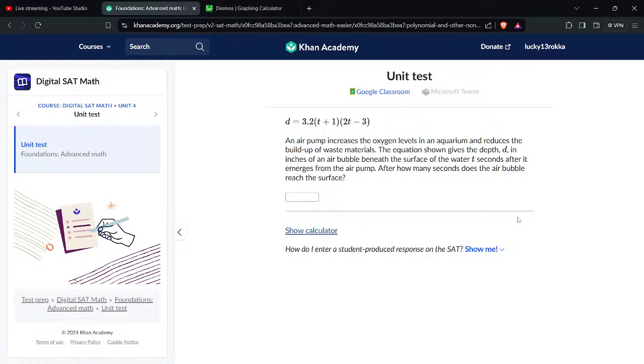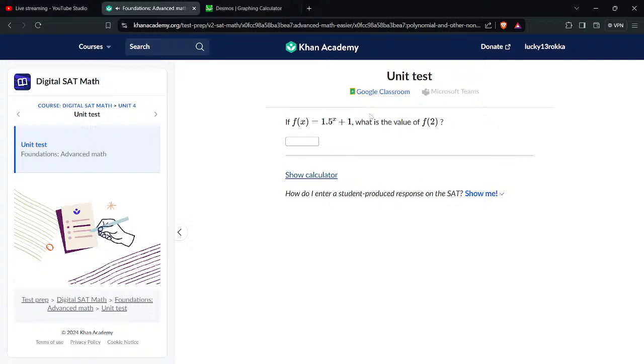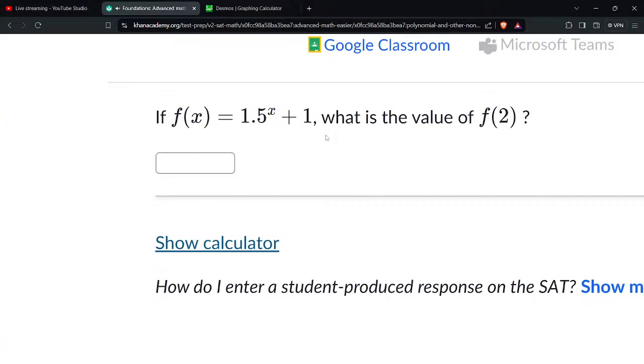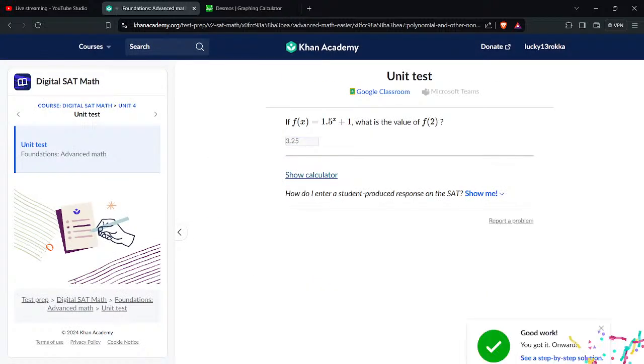That's definitely one of the questions. So when d is equal to 0, we have t is equal to minus 1 and t is equal to 1.5. So I think 1.5 is the correct answer because there's no way. Okay, why was I doubting myself there? So 1.5 to the power 2 plus 1, 3.25. 3.25. Boom, ace.